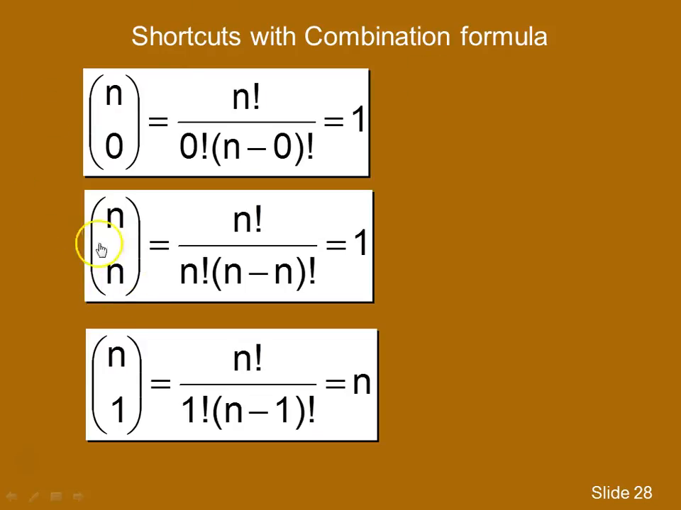Similarly, how many ways can I get n successes in n trials? That also turns out to be the number 1. How many ways can I get 5 heads in 5 flips? There's only one ordering that will do that. They're all heads.